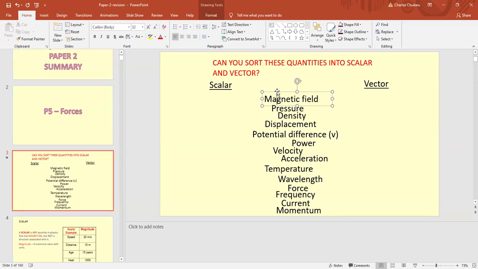So, considering what we learned from what we saw in that past question yesterday, with magnetic fields around the magnet, including the magnetic field around a wire conducting electricity, would you say magnetic fields are scalars or vectors?